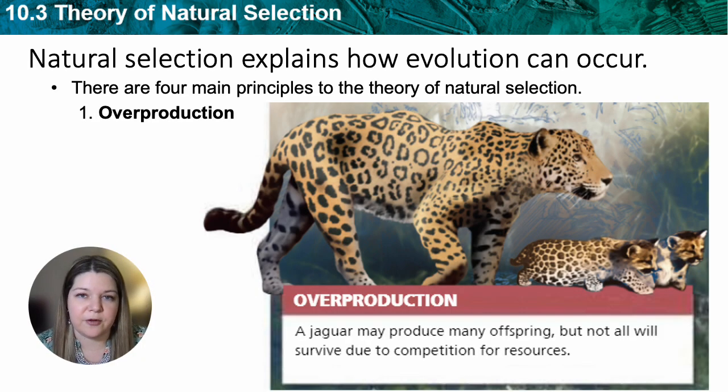So let's talk about the 4 principles that led Darwin to come up with the idea of natural selection. The first of these principles is overproduction. Overproduction simply says that in a population there are more offspring produced than can possibly survive. So remember, when we're talking about natural selection and evolution, we're talking about a population, not simply an individual. A population is all the members of the same species that live in the same area.